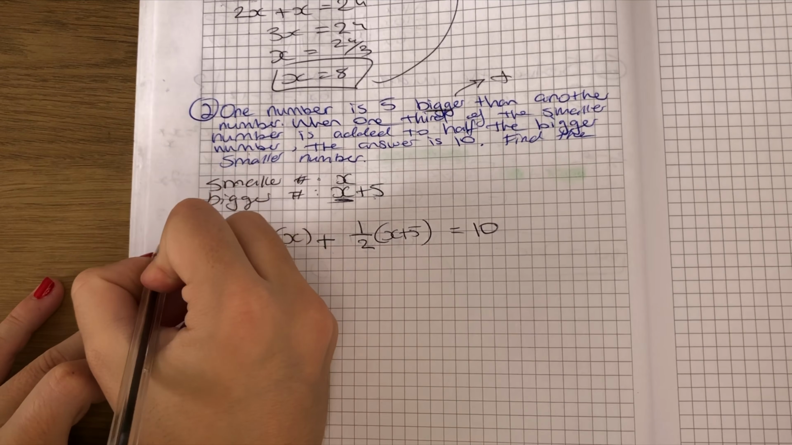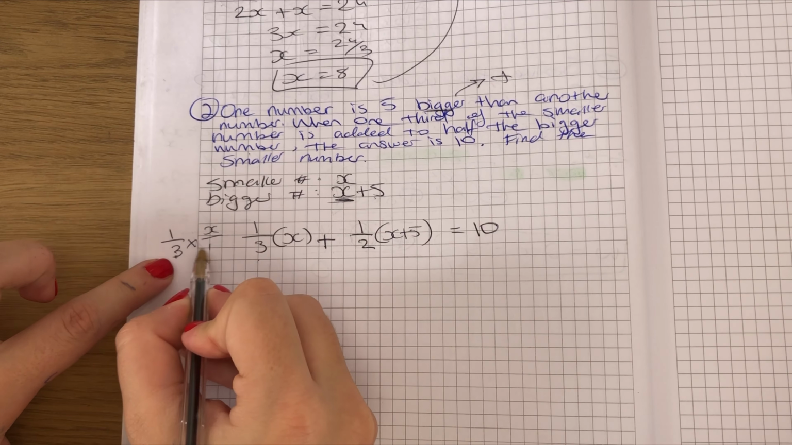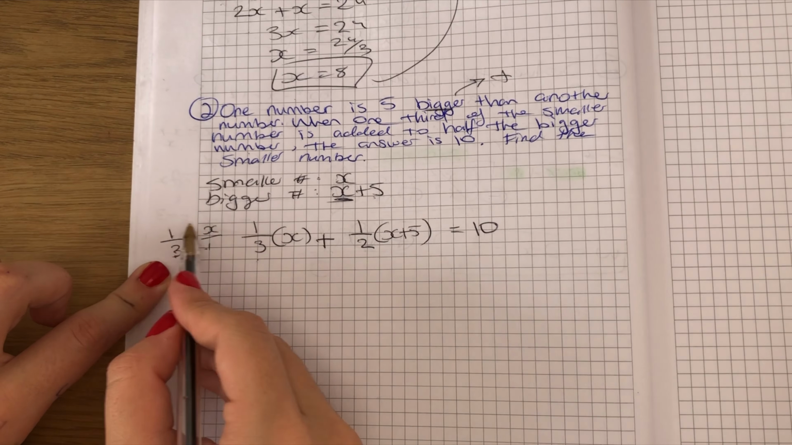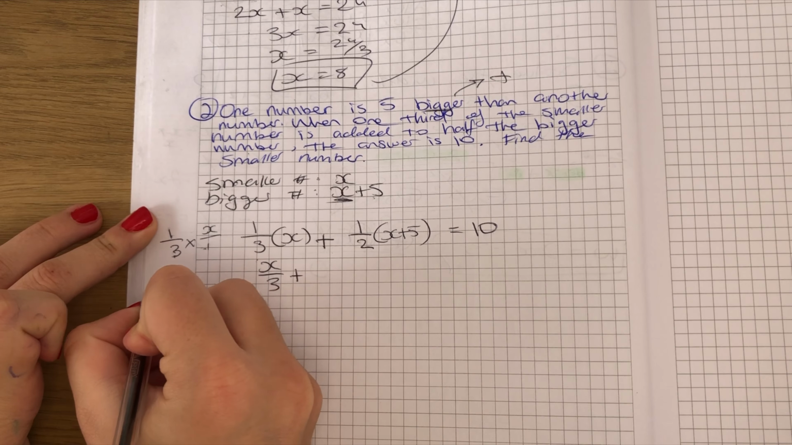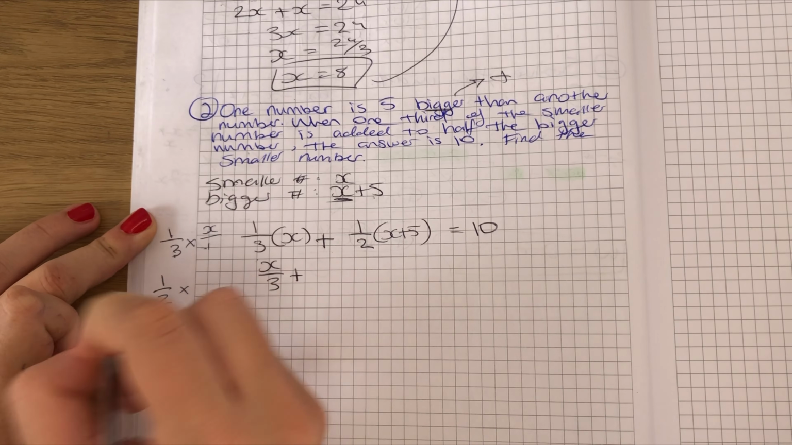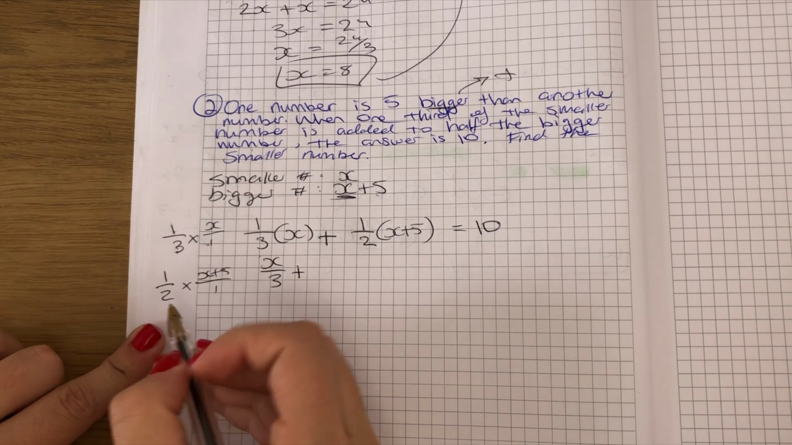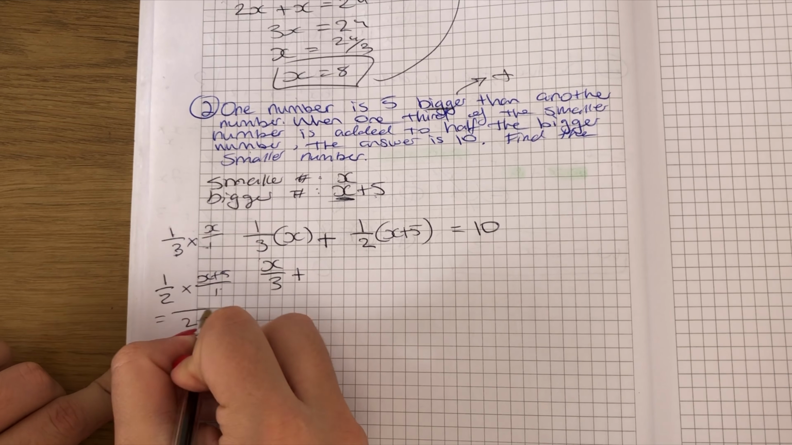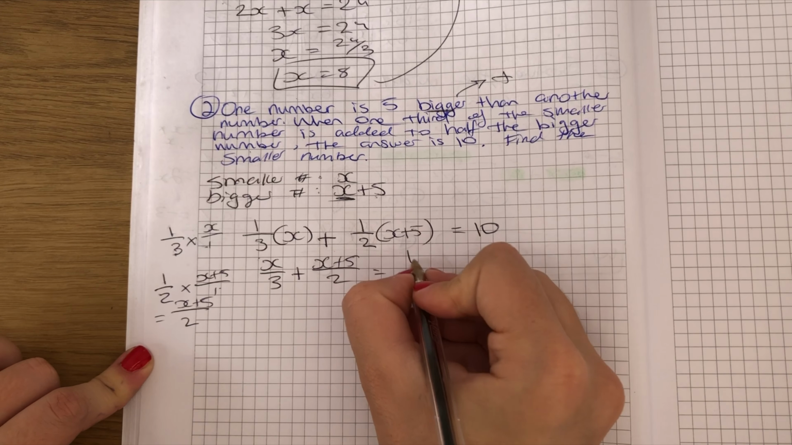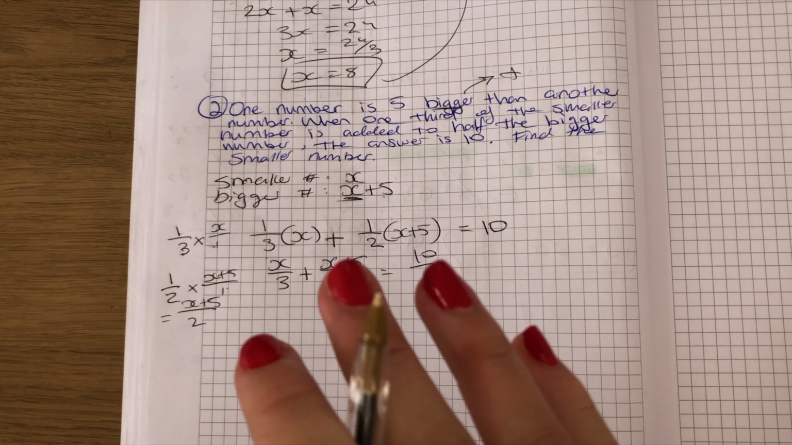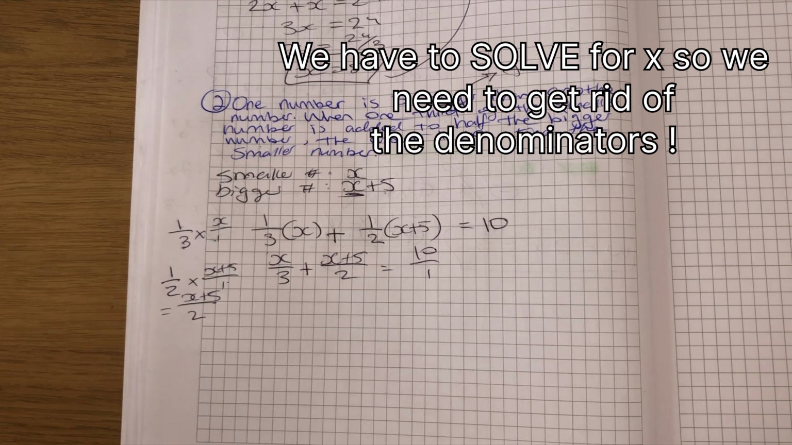So 1/3 multiplied by x over 1, that's just 3x all over 3. So 3x all over 3 plus 1/2 multiplied by x plus 5 all over 1. So that essentially would be 2, we're just multiplying across, x plus 5. And then 10 all over 1. So this is the kind of fraction that they are telling us in the worded form. Now all we need to do is just solve.